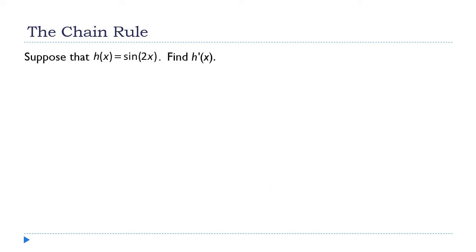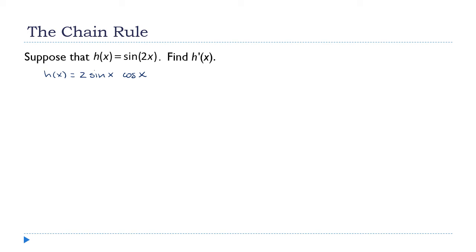Okay, we've seen this guy before, right? We've seen the derivative of sine of 2x before. And the way we did it before was we used a trig identity. We said h of x equals 2 sine x cosine x, and then we use the product rule. Let me do that again real quick, because I want to have it to compare to.